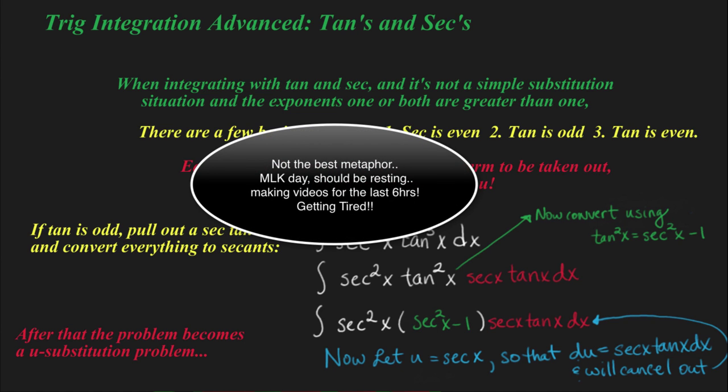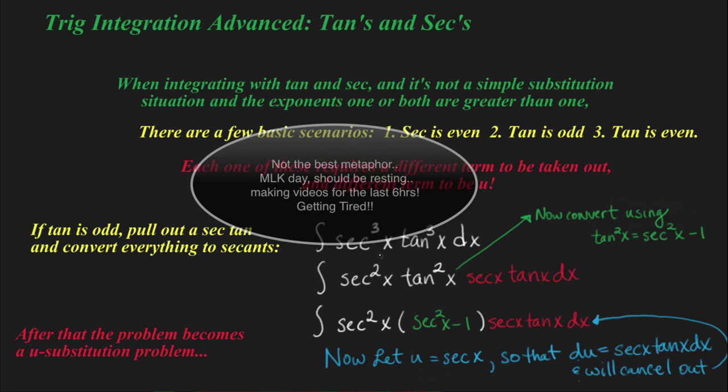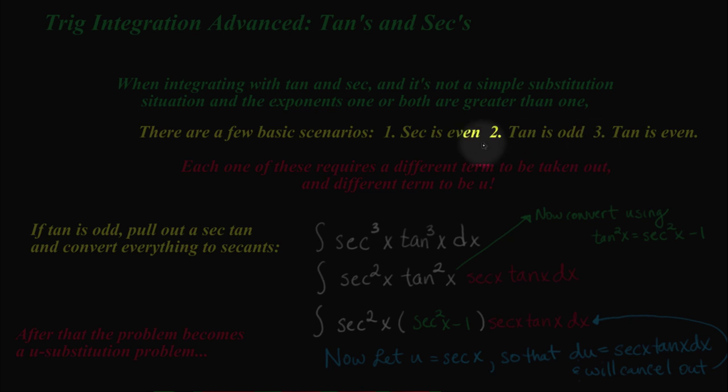If I told you to drive in Mexico and you got to head south, it's not too hard. You just start heading south, you'll eventually get there. Probably not the smartest thing to do. A map would be a good idea, right? But this is your map. What to do, one of these 3 scenarios. In this case, tangent was odd. We pulled out a secant tan, converted everything to secants using this identity.